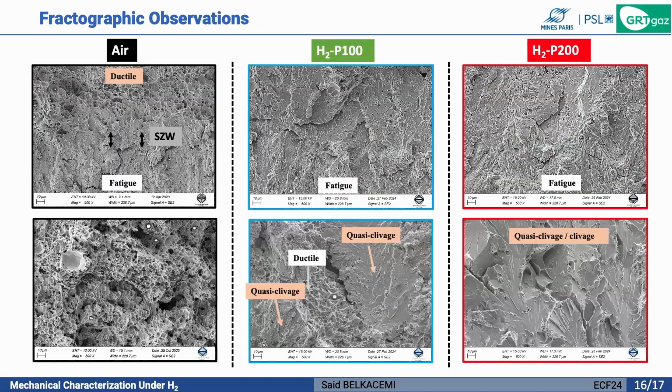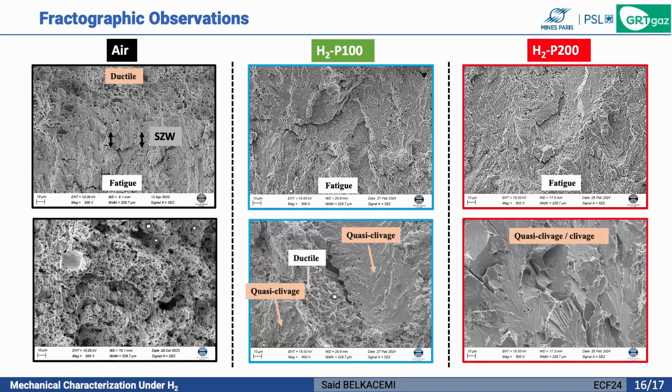If we look now at the fracture surface, here we have a fracture surface under air, 100 and 200 bar. Under air, we have the typical ductile propagation. The dimples here are much smaller than what we have seen in the base material. We have also the presence of the blunting zone here in the initial crack tip. This blunting zone does not exist under 100 and 200 bar.